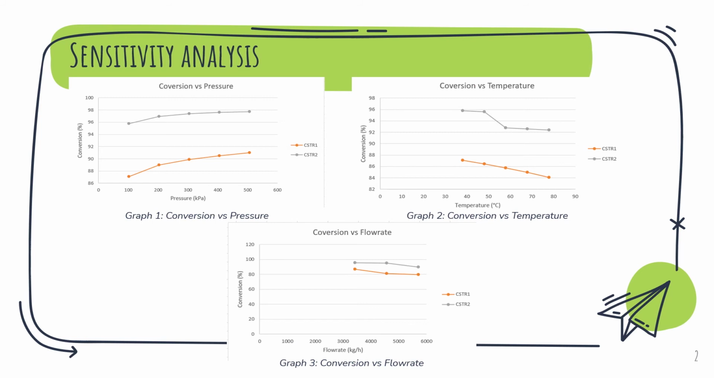Sensitivity analysis is done to observe the effect of different pressure, temperature, and flow rate on the performance of the reactors. In this analysis, one parameter is manipulated while the other two parameters are kept constant. So in graph 1, we can see that as the pressure increases, the conversion inside the reactors increases as well. Meanwhile, in graph 2, we can see that as the temperature increases, the conversion will decrease. It shows that the conversion is inversely proportional to temperature. And lastly, graph 3 shows the conversion versus flow rate graph. As the flow rate increases, the conversion inside the reactor will decrease.